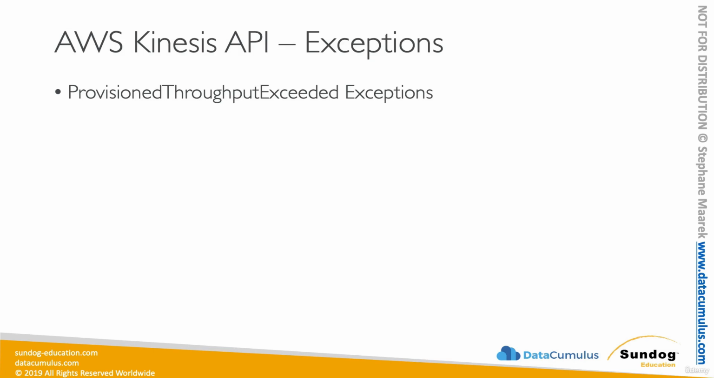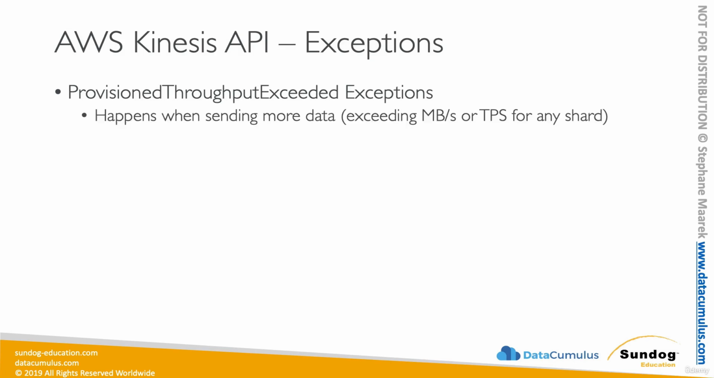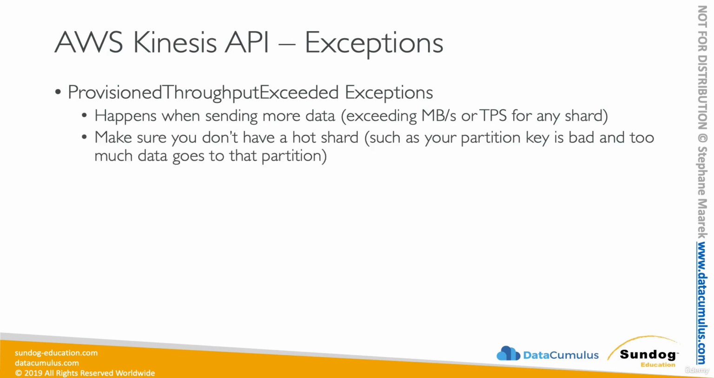Now, how do we deal with exceptions for the Kinesis API? Well, if you get a ProvisionedThroughputExceeded exception, that happens when you are sending more data than you can. For example, you're exceeding the number of megabytes per second, or the number of records per second you can send to any shard. So you need to make sure when you get this that you don't have a hot shard. For example, if you have device ID as your key and 90% of your devices are iPhones, then you're going to get a hot key, a hot partition, because all your devices are iPhones and they will all go to the same partition.